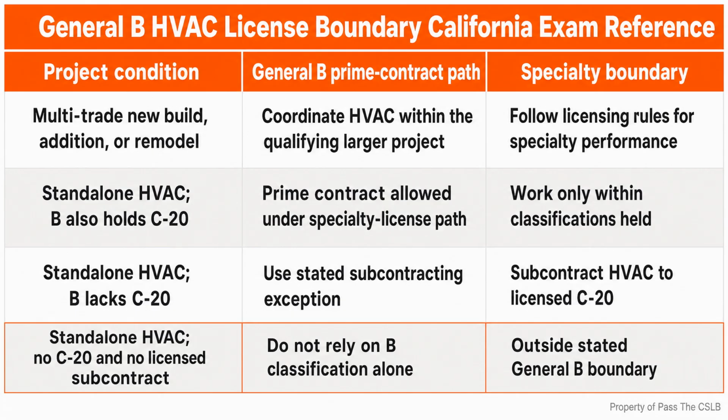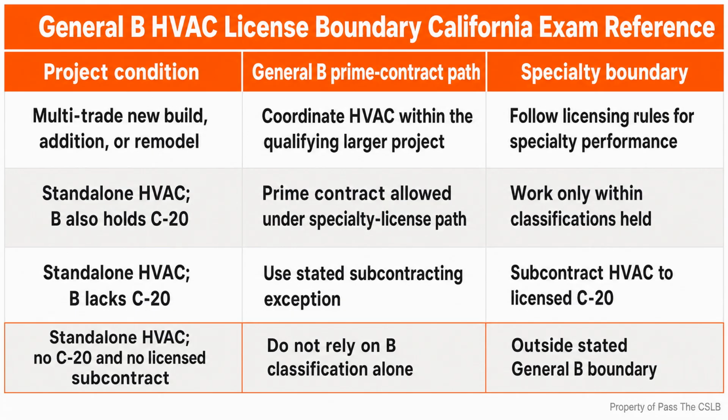A standalone heating and cooling project is different. Based on the source material for this lesson, a General B contractor may take that single trade prime contract only when the contractor also holds the appropriate specialty classification, or when the specialty work is subcontracted to an appropriately licensed specialty contractor. Without one of those paths, the General B classification alone is not a universal heating and cooling license.